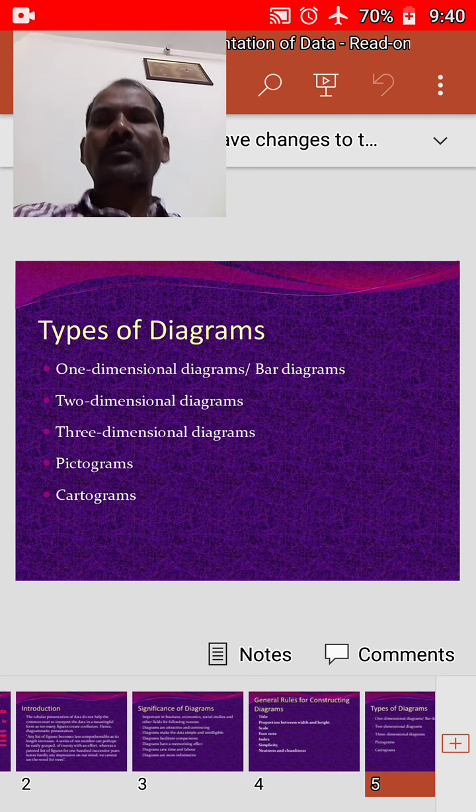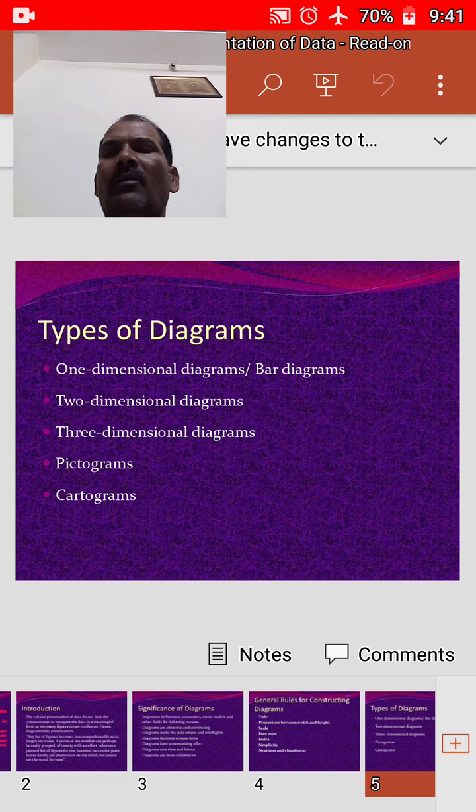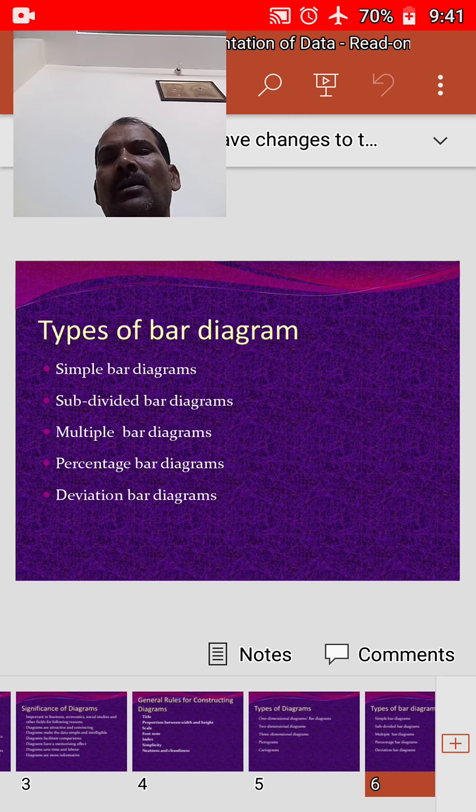Okay. Next, types of diagrams. A large variety of diagrams are in use. However, a few we will discuss here, which are important and widely used diagrams: one dimensional diagrams, two dimensional diagrams, three dimensional diagrams, pictograms, cartograms. We will first discuss types of one dimensional diagrams, or we can say types of bar diagrams.